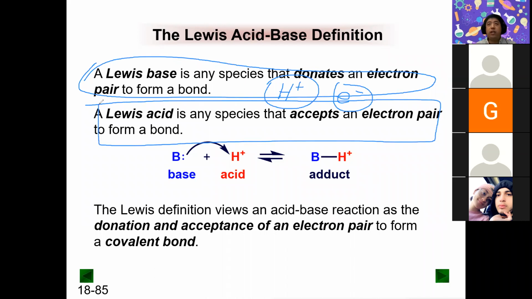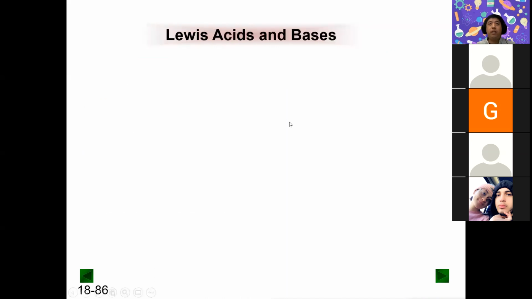Anything that essentially can accept electron pairs and accept a negative is considered an acid now. It doesn't have to have H plus. It doesn't need to have a proton. So no H is necessary. Okay. So with that said, some examples here.